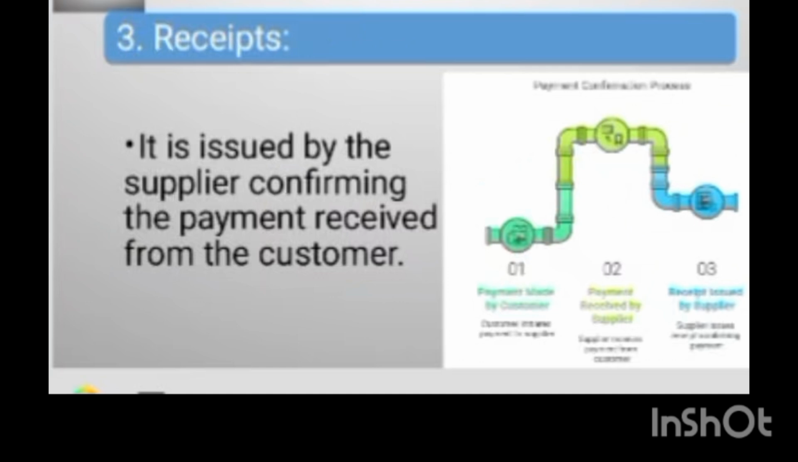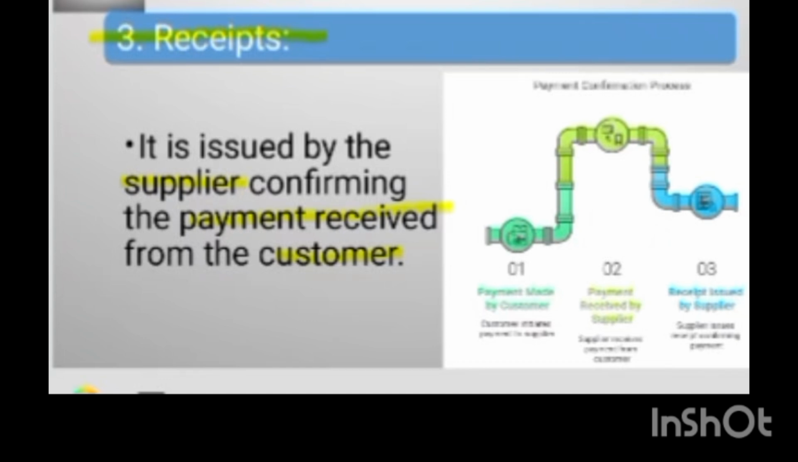Now the third source document is receipt. The third one is receipt. It is issued by the supplier confirming the payment received from the customer. Very simple. Of course, when the customer receives the order, he will send the payment. He will give the payment, right. He can give the payment in different ways. It can be cash, it can be check. He will send the payment of the goods he received.